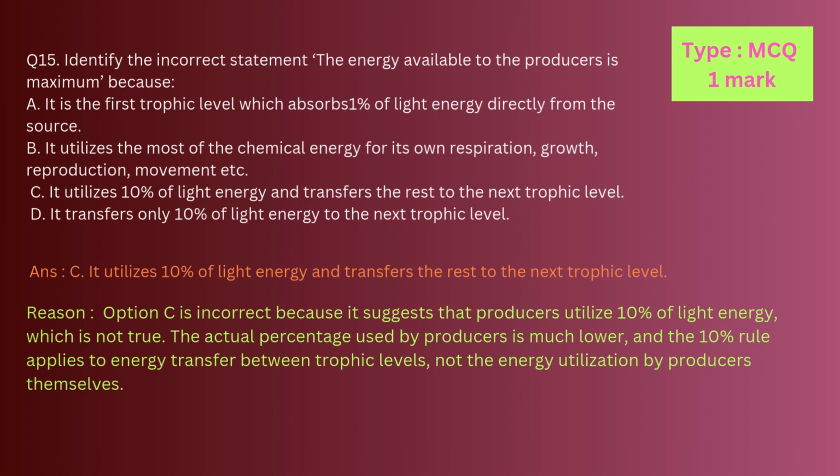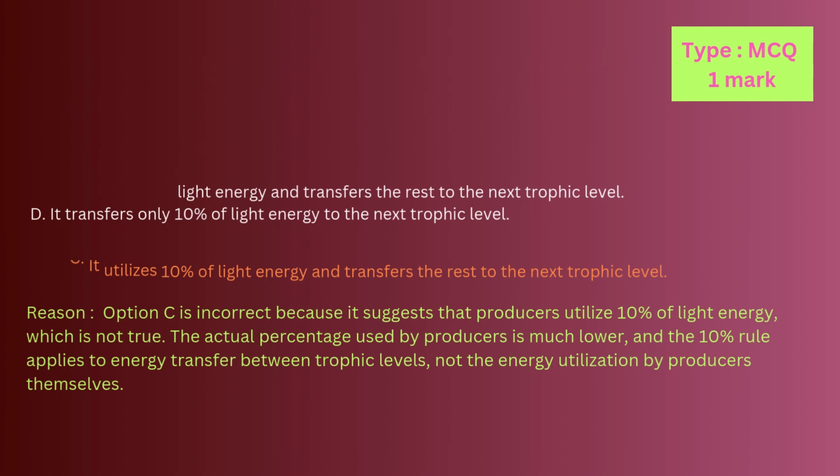So option C is wrong because it claims that the producers use 10% of the light energy, which is not right. Producers actually use a much smaller portion of the light energy they receive, and the 10% rule applies to the energy passed from one trophic level to the next and not to how much energy the producers themselves use.